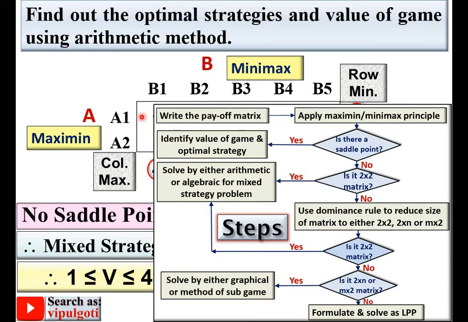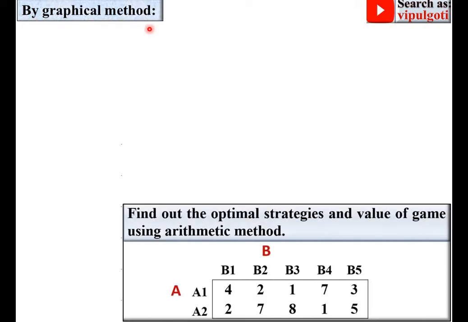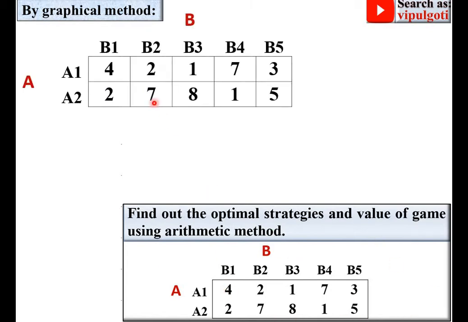So now I am going to apply the graphical method to this payoff matrix. You can follow either the graphical method or the method of subgame in the examination. But whichever method you follow, you have to write the name of that method. So here I am going to apply the graphical method. That's why I have written here, by graphical method. And this is our given data, so I have written the payoff matrix as it is.